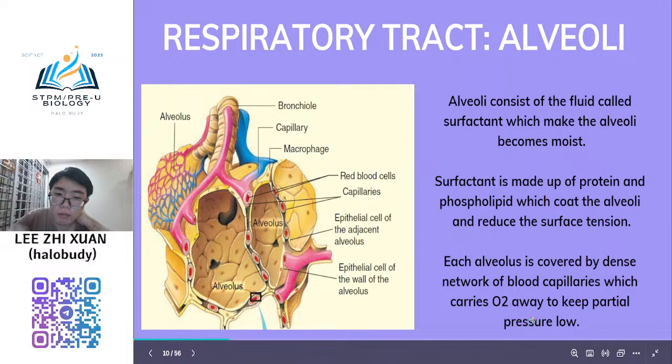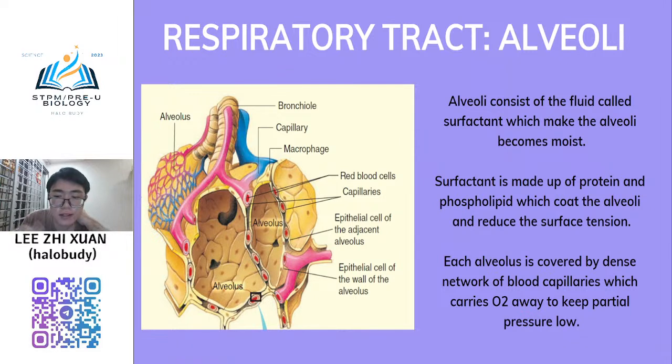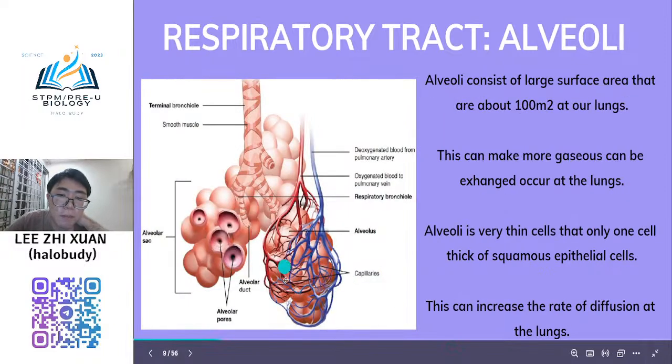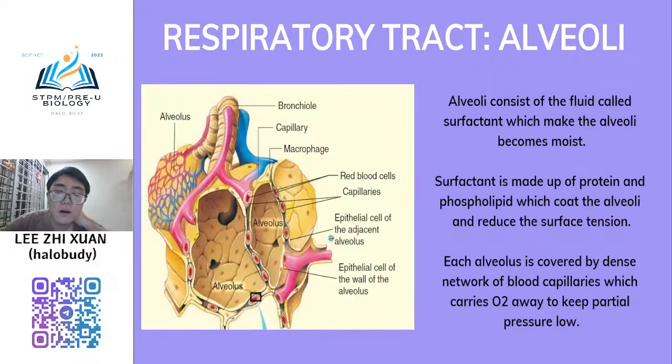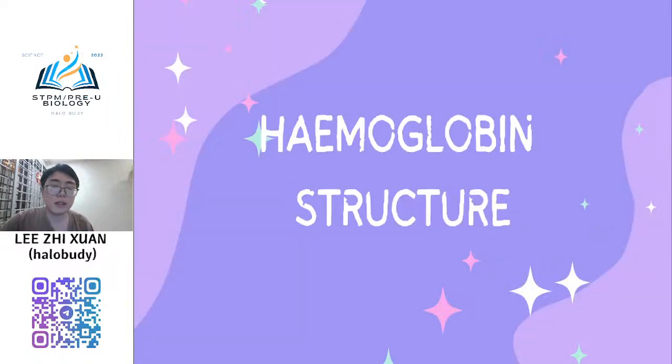Because the alveolus is the part that gives the gaseous exchange, right? And later we go to the transport of oxygen and carbon dioxide, later you will know, it is a part to ensure the gaseous exchange. So you need to make sure that the partial pressure of oxygen here is low, so that they can make a gaseous exchange. Okay, so I think that's all for the human respiratory system. So any questions about the human respiratory structure?